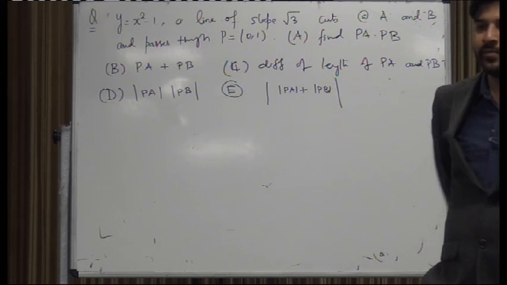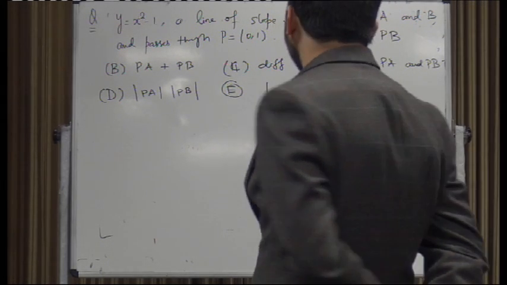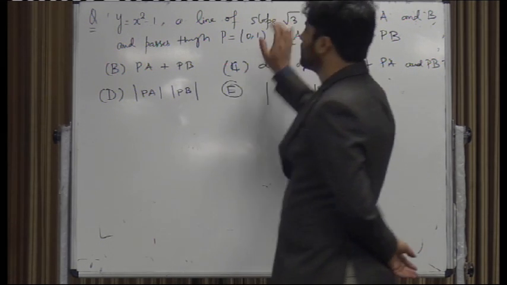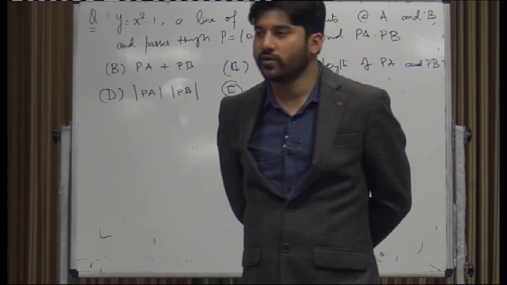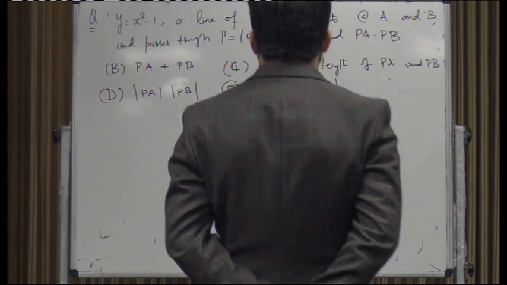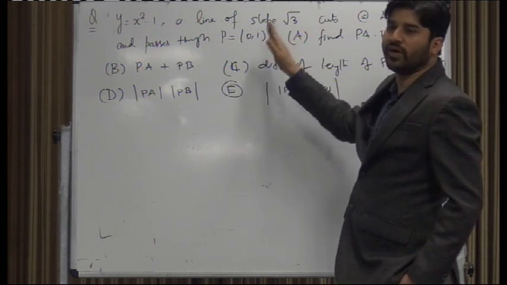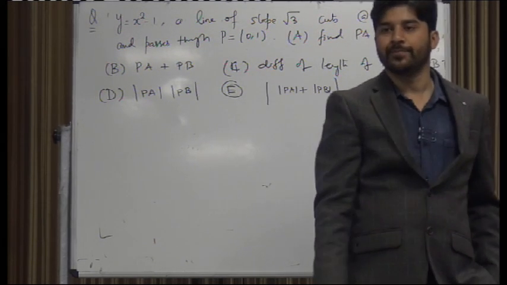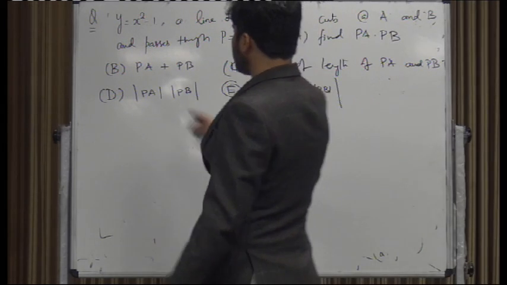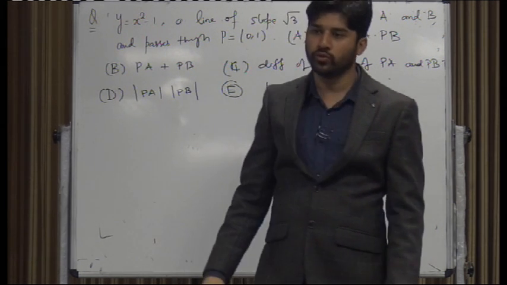So what are you planning in this question? Parametric form. What is the parametric form you're using? Tan theta is root 3, तो sin theta क्या होगा? root 3 by 2. And cos theta 1 by 2. So you can say your parametric form would be r by 2 comma 1 plus root 3 by 2 r. So it would be r square by 4 minus 1 is equal to 1 plus root 3 by 2 r.